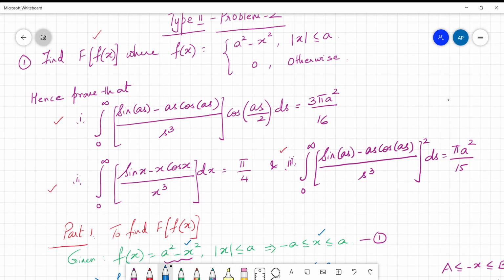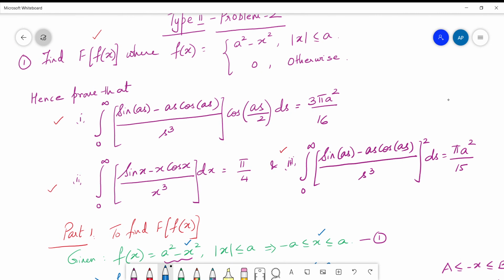Now the previous problem was also an even function. This is also an even function. I shall then take up an odd function in my next video and do problem number 3 under type 2.